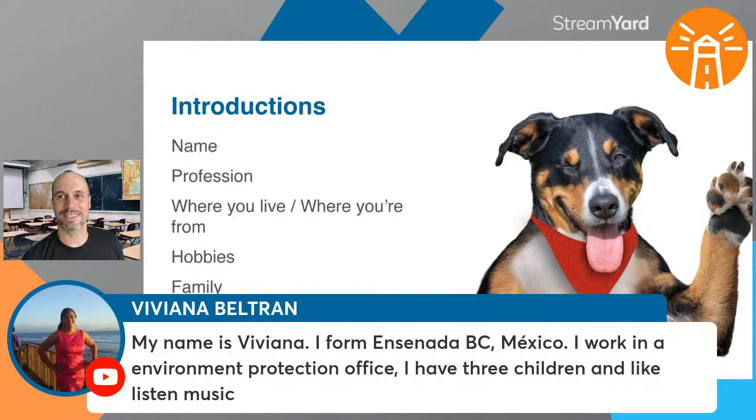Okay, great. And Viviana, my name is Viviana. I'm from, so spelling from, F-R-O-M. And you want to say I am from or I'm from. Ensenada, BC, Mexico. All right. Ensenada, BC, that's obviously a city in Mexico. I work in an environment protection office. Oh, very cool. So you protect the environment from chemicals and stuff.